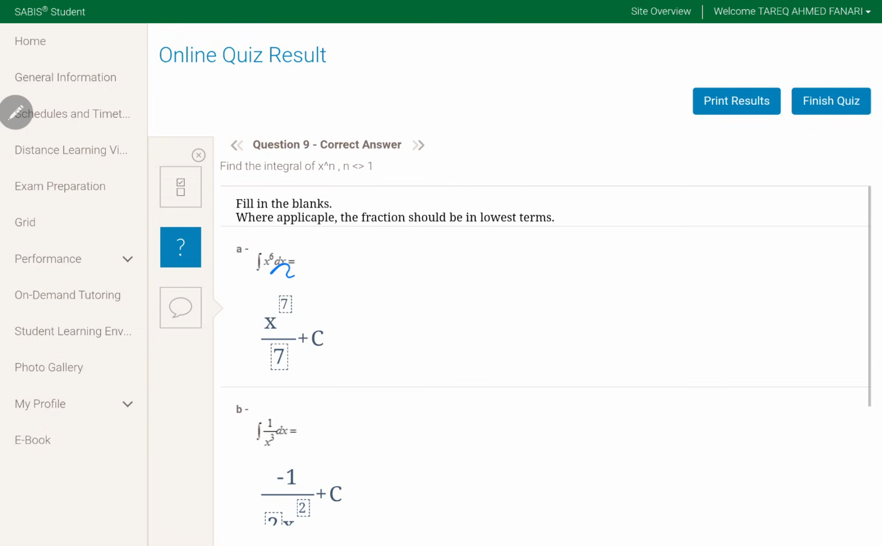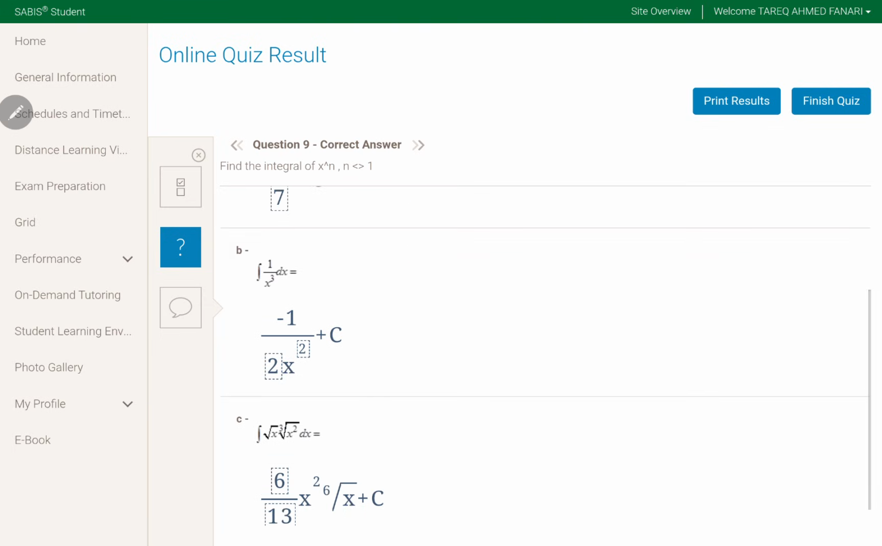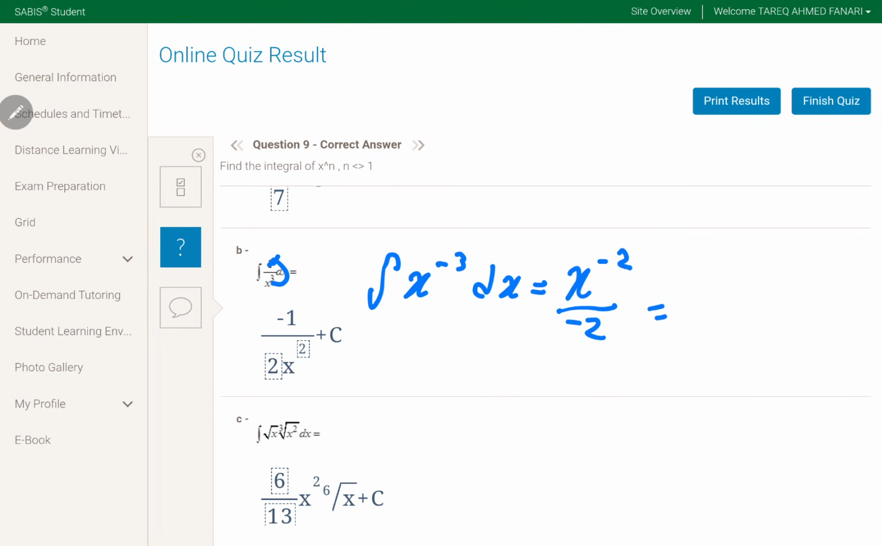Yalla. So, x power 6. Remember, add one to the power: x power 7 over 7 plus c. Done. Okay. 1 over x cubed, you can rewrite this as the integral of x power of negative 3 dx, right? Because you can take it up. So now add 1 to the power, so x to the power of negative 2 over negative 2. So what does that mean? It's just going to be negative 1 over 2x squared. Like this. Done.